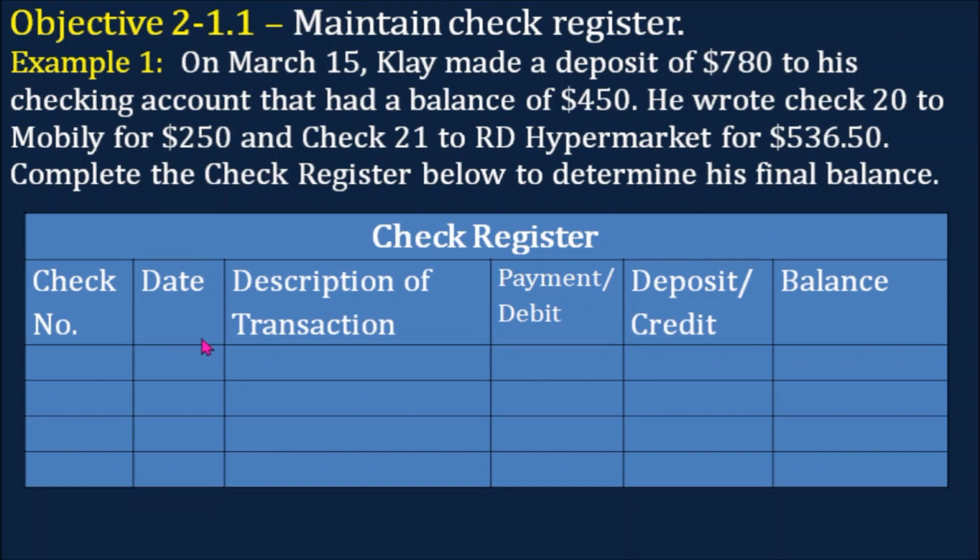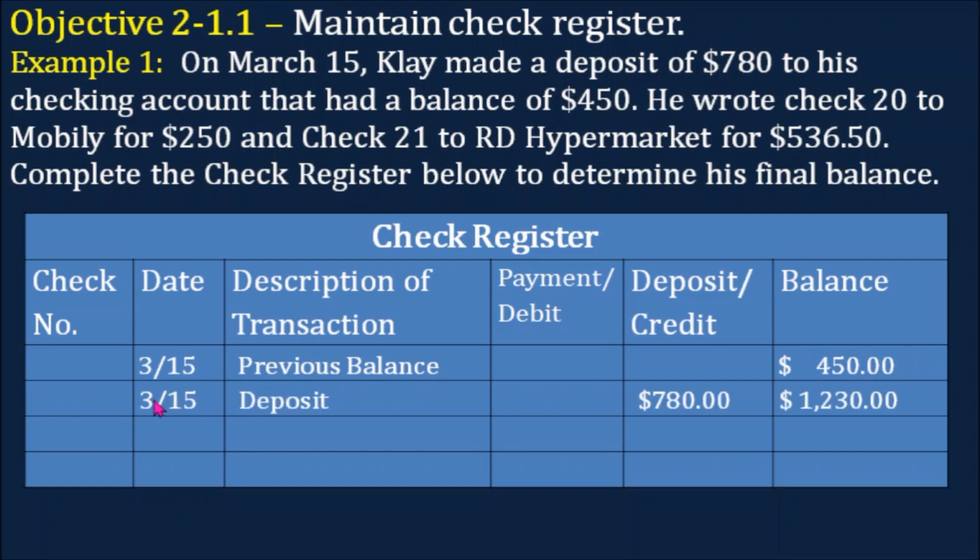So first, we are going to indicate the date, that's March 15, and then we are going to start off with the previous balance. The previous balance here is $450. Now the first transaction we can see here is a deposit. So on the same date, March 15, the description of transaction is deposit. So the amount is $780. So we enter the amount on the deposit or credit column.